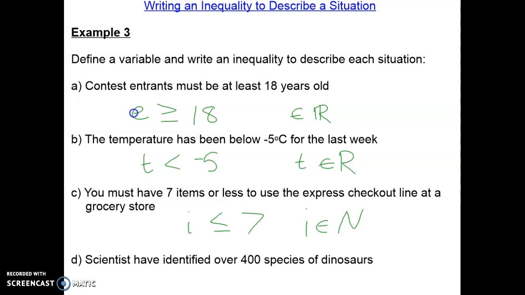For D, scientists have identified over 400 species of dinosaurs, so the species must be greater than 400 because there's over 400 species. And again, this time the species belongs to the natural numbers because of course you can't have half a species of dinosaur. It's either a new species or it's not.